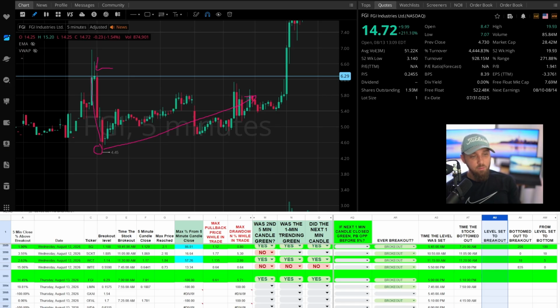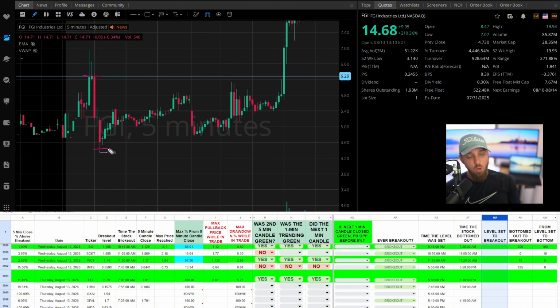And then from the level set to the time it bottoms out. And actually what I found here, starting off, is that a lot of these stocks that are going to break out after they've established a breakout level, more than half of them are setting the low within 20 minutes for the ones that go and break out. So that's something interesting. I don't have a big enough sample size to say that definitively yet, but it's looking promising thus far. So that's my entire tracking system.